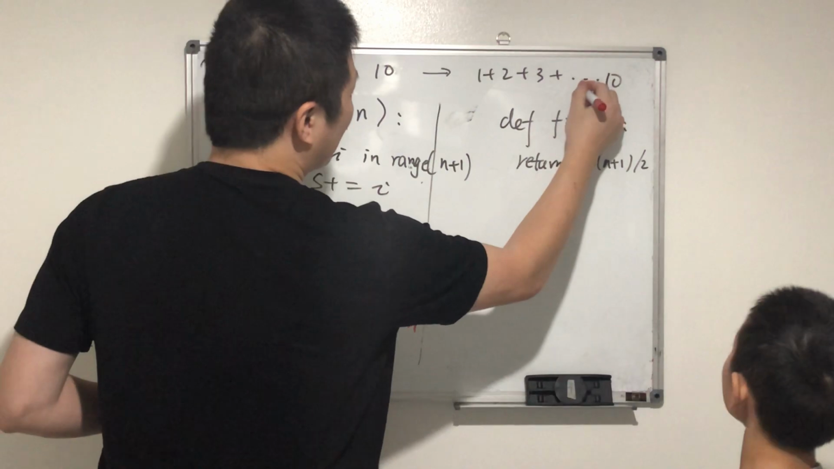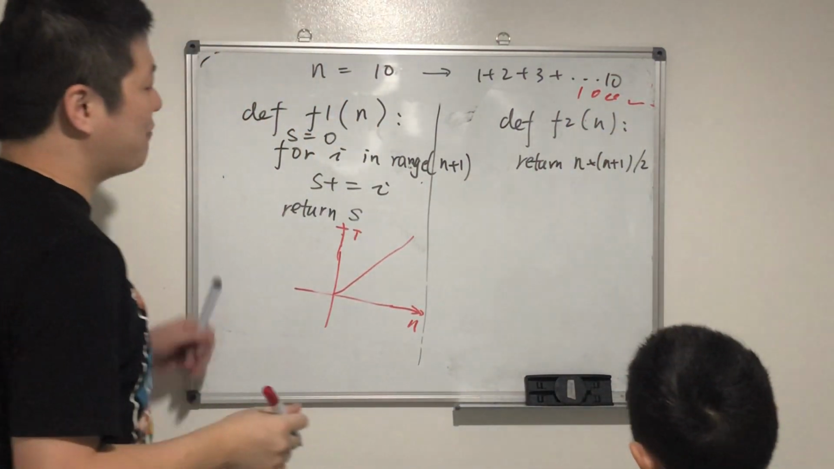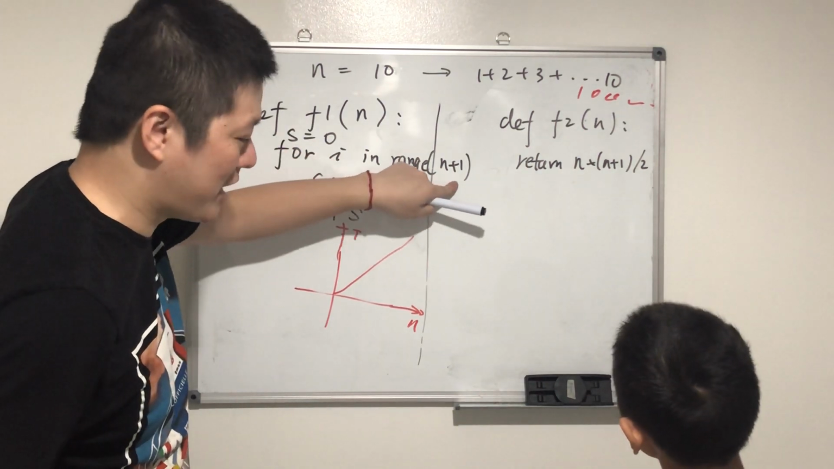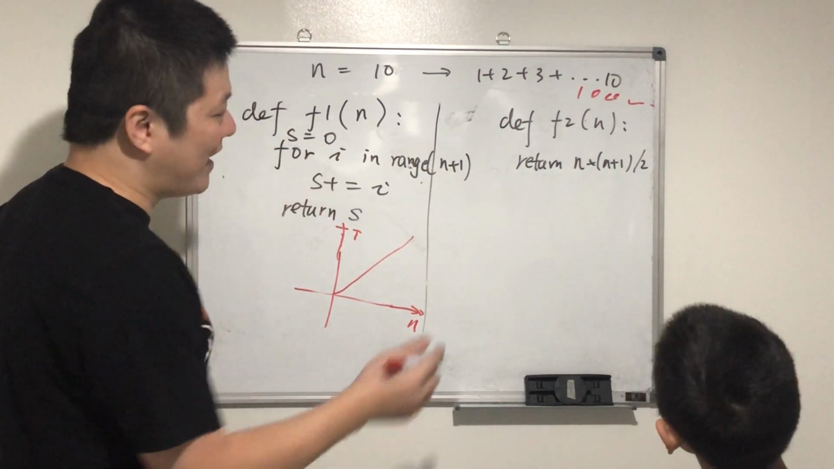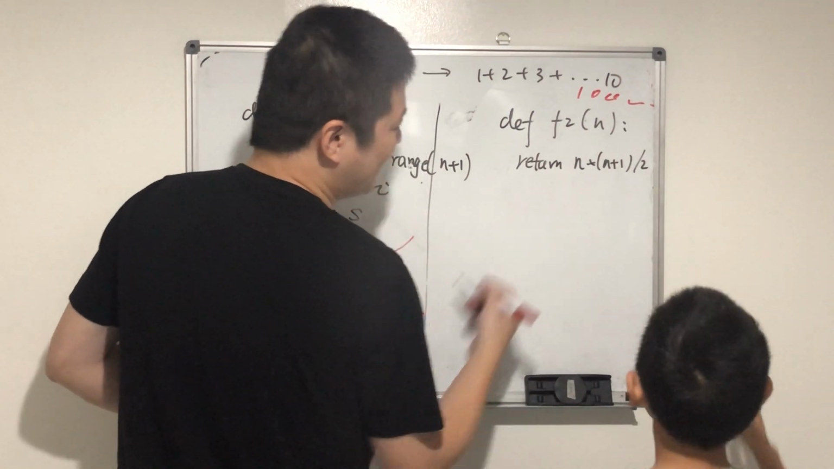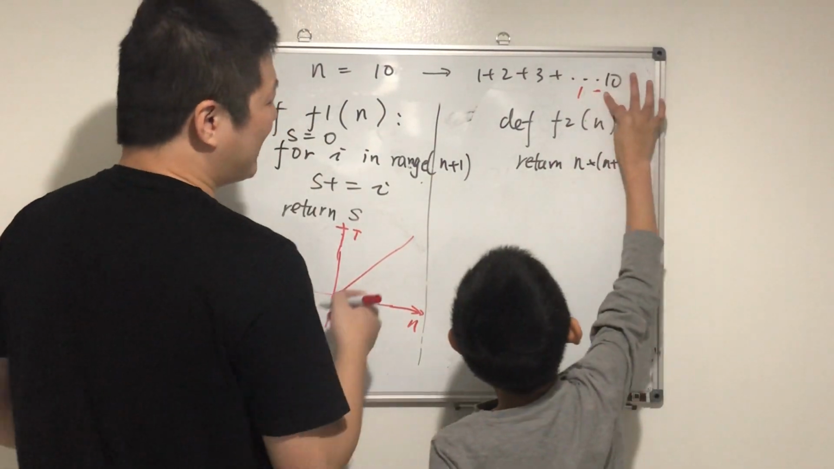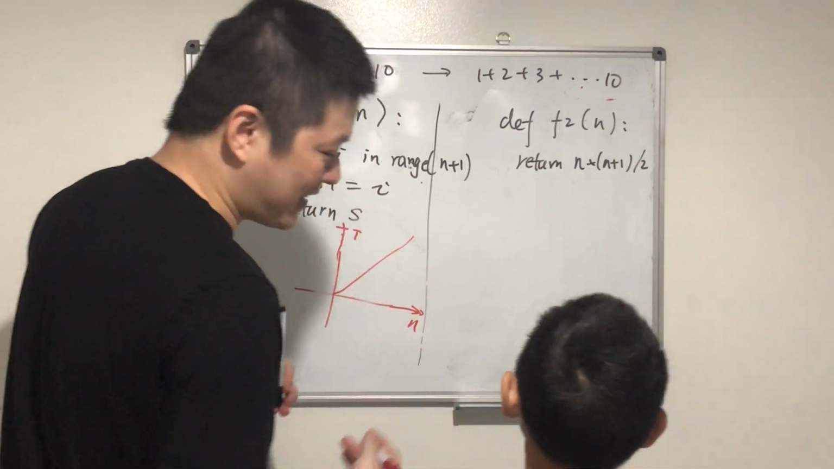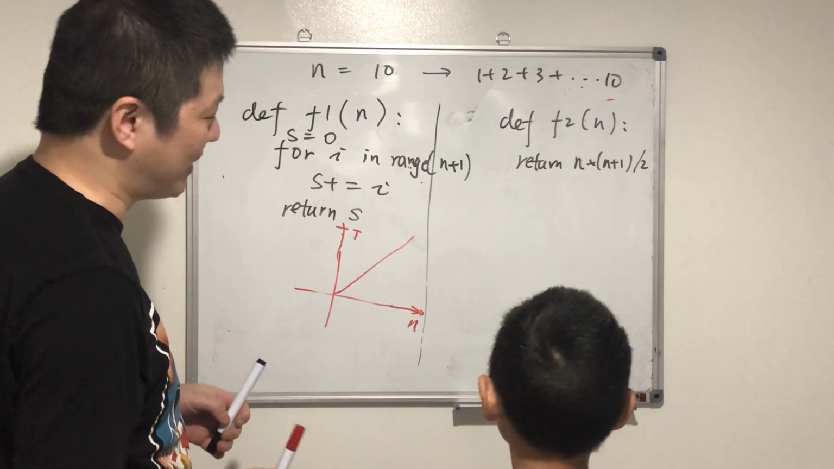If n is a million, what this does is iterate the numbers from 0 to a million and add each number. And this one just puts a million there and computes the sum. So which one is faster? In terms of the computer, which one?